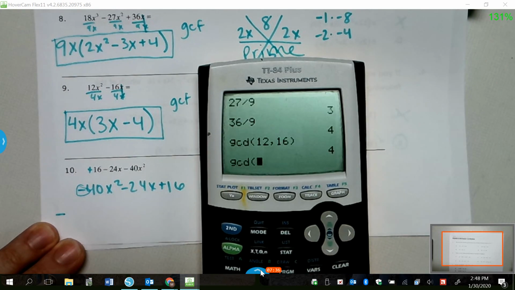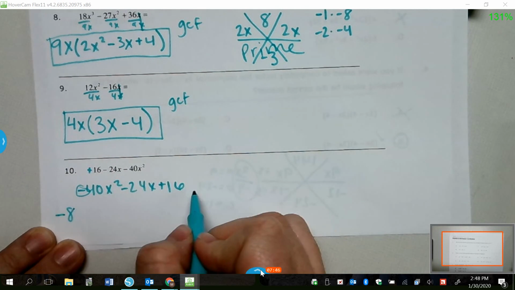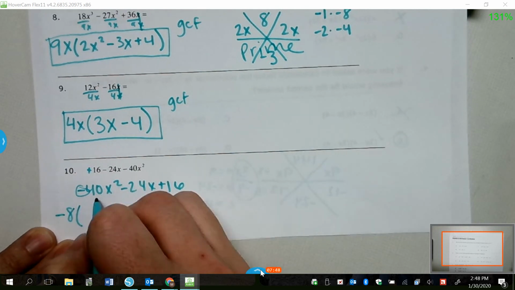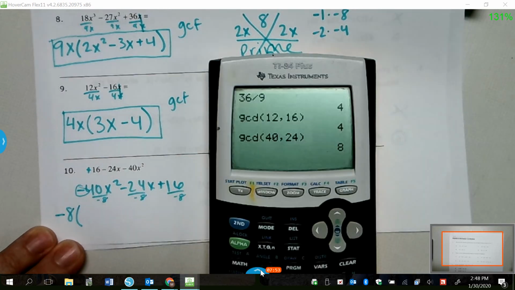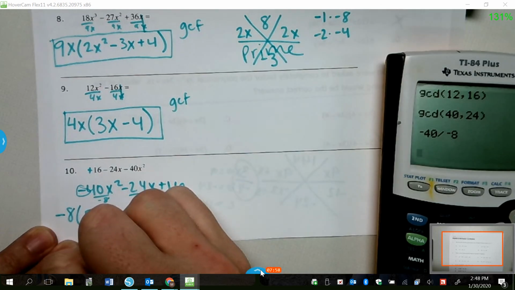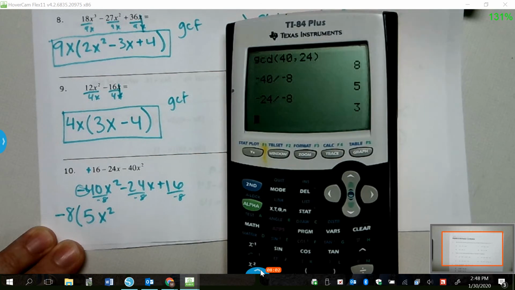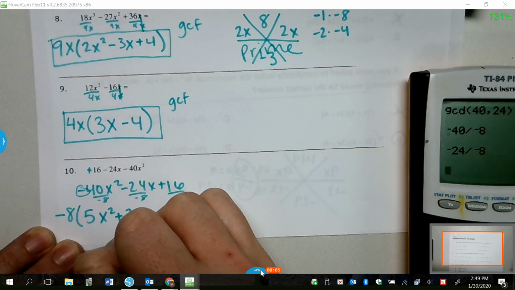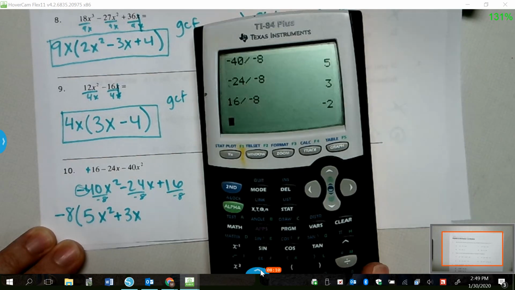Math, right? 9, 40, 24. 8, does 8 go into 16? Yes, so 8 is my GCF. They do not all have an x, so I cannot take out an x. So divide by negative 8, divide by negative 8, divide by negative 8. Negative 40 divided by negative 8 is 5. Negative 24 divided by negative 8 is positive 3. And 16 divided by negative 8 is negative 2.